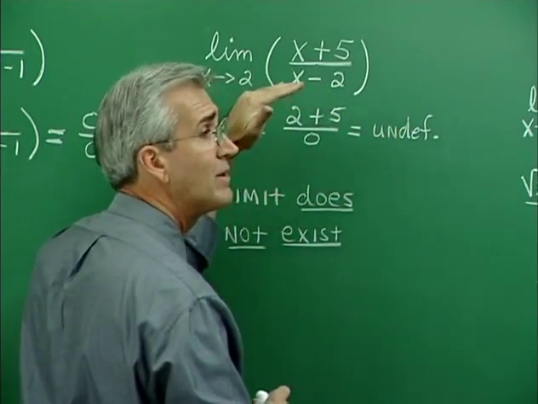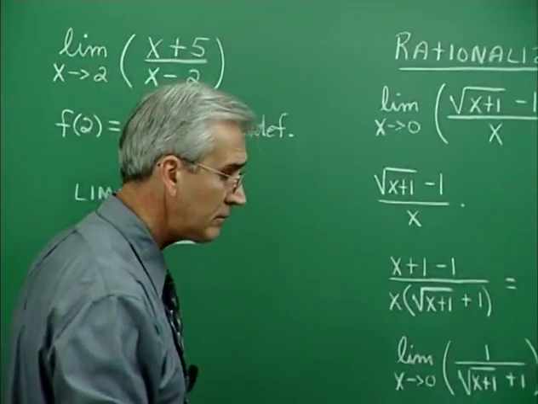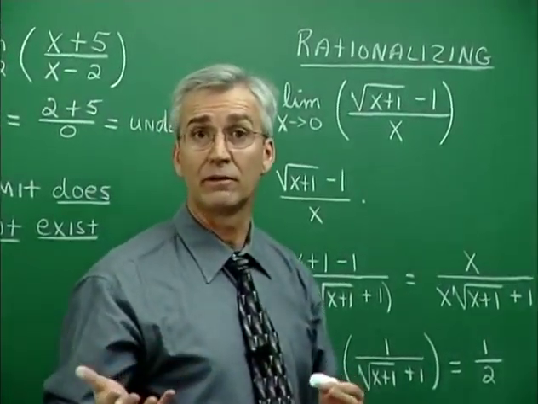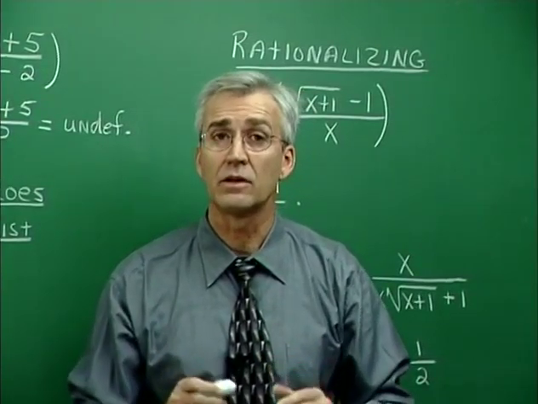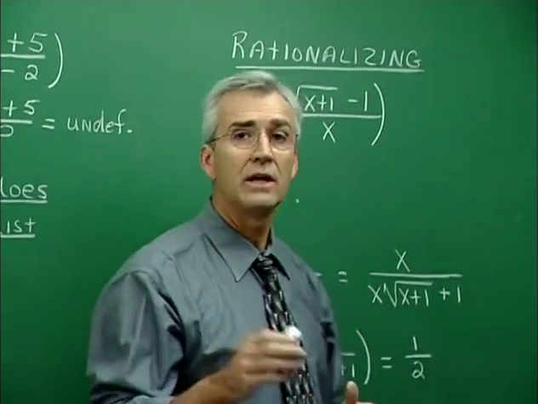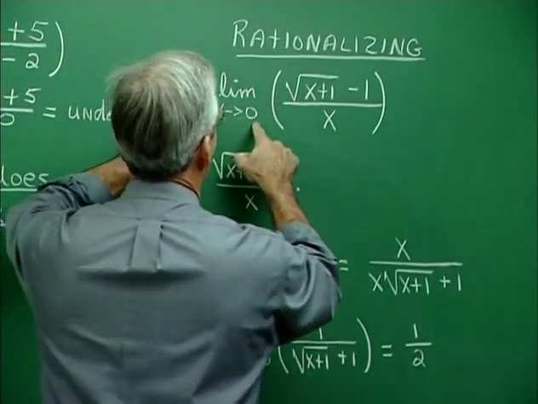The indeterminate form is 0 over 0. Okay. Here's another one where we're going to use a technique of simplification in order to evaluate a limit. But this time the technique for simplifying is rationalizing. Here's how we make the discovery for the need. The limit as x approaches 0.